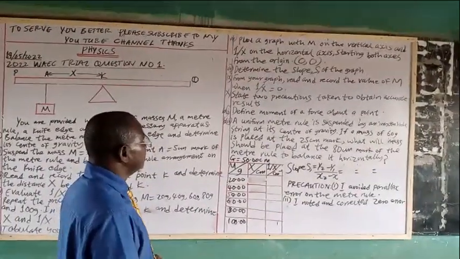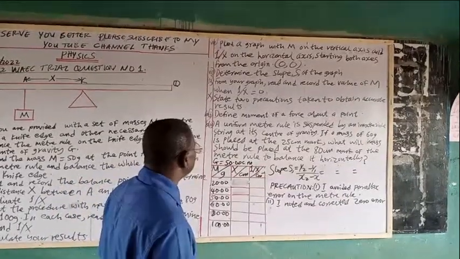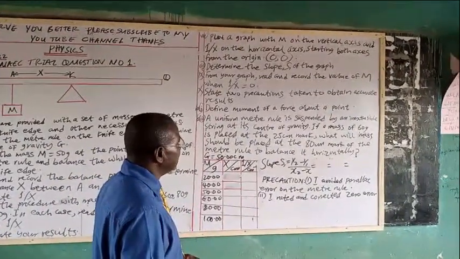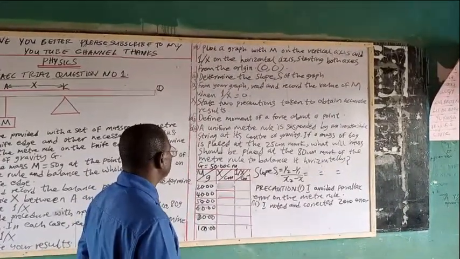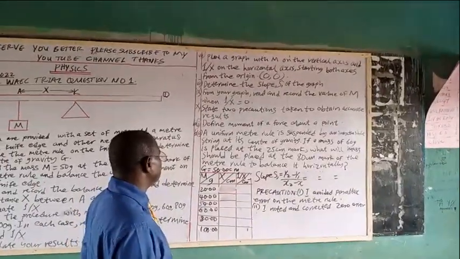Number 8. Determine the slope S of the graph. Number 9. From your graph, read and record the value of M when 1 over x is equal to 0. Number 10. State 2 precautions taken to obtain accurate results.